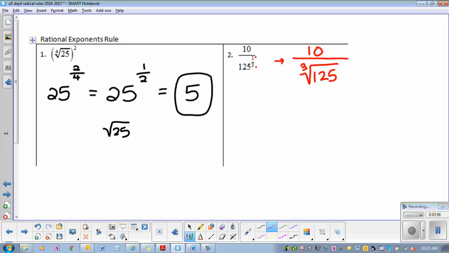No. So now all we did was rewrite it, and then let's simplify this. 10 over, what's the cube root of 125? You don't know? Figure it out. Put it in the calculator. 5. And then, can we simplify this further? Yeah. What's 10 over 5? 2. And this one is 2.